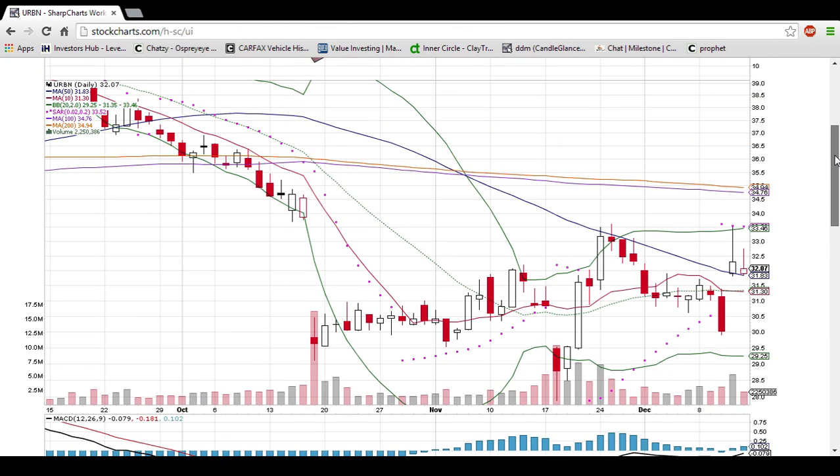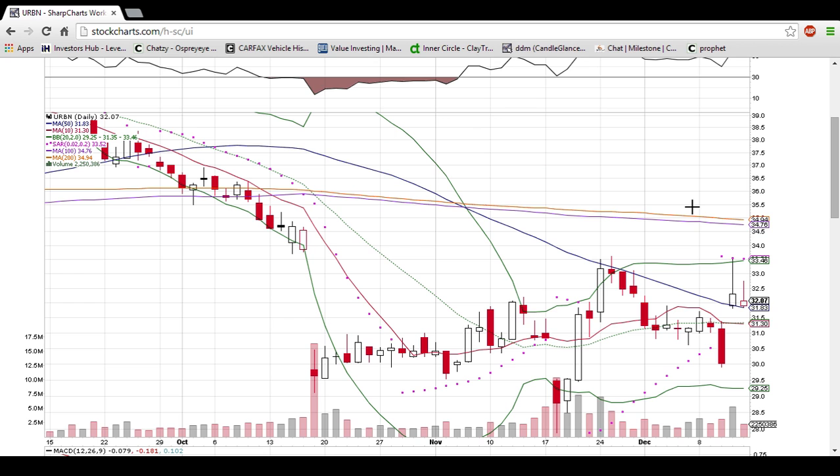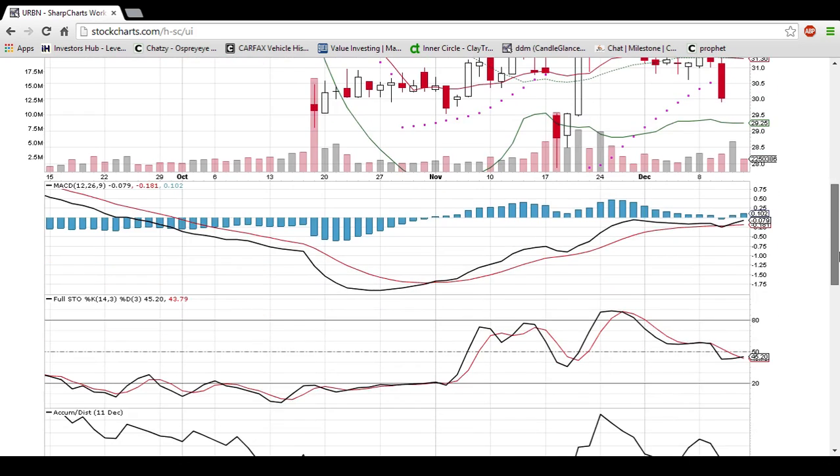But I'm sure there's other retailers that are above their 200-day moving average right now, which would be a much better sign of strength going forward.